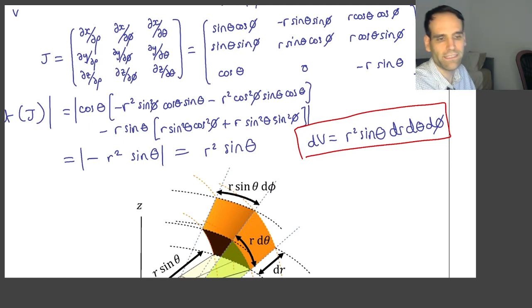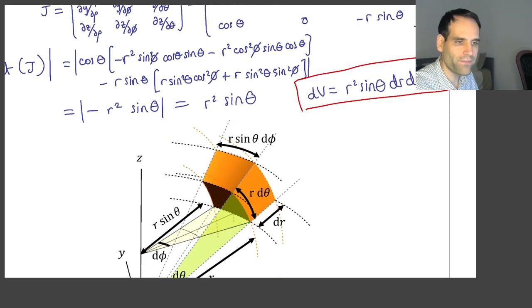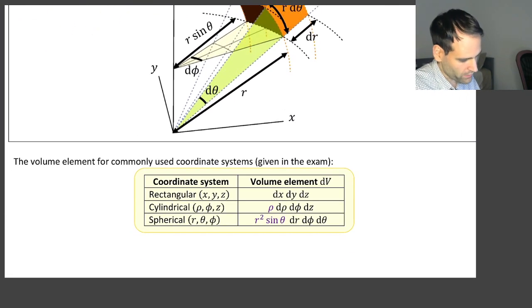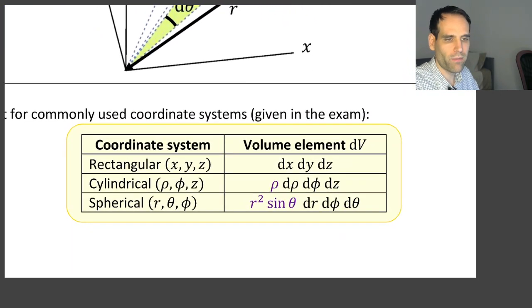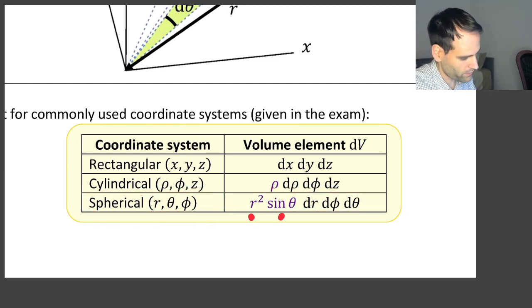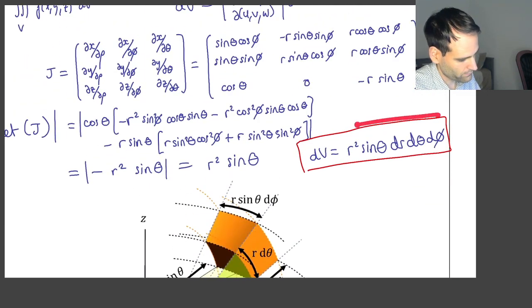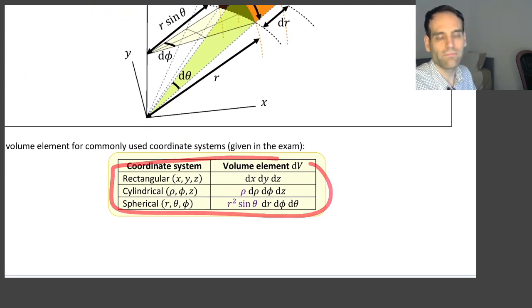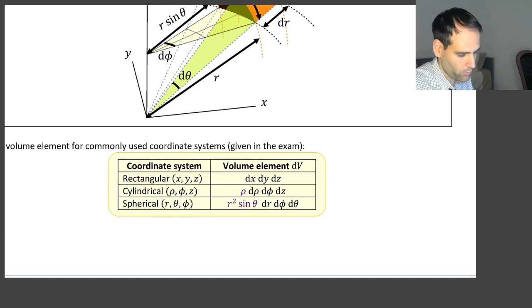In this case, I wouldn't recommend it. And finally, you have the third and most useful method, which is look it up. In the list of equations in the exam, I provide this table here, so you can look up coordinate system, volume element. So spherical coordinates: this is the volume element, r squared sine theta, dr d phi d theta. In practice, whenever you're doing problems, just go and look it up on the table. These are used so commonly that it's the easiest way.